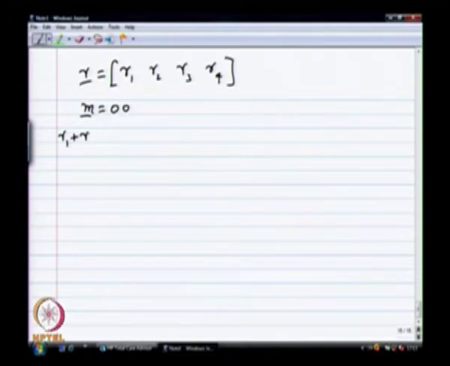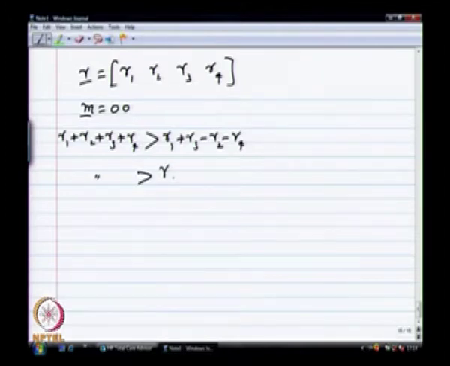R1 plus R2 plus R3 plus R4, which is the correlation that you want, should be greater than R1 plus R3 minus R2 minus R4. The same guy should be greater than minus R1 minus R3 plus R2 plus R4, and then the last thing is minus R1 minus R2 minus R3 minus R4.